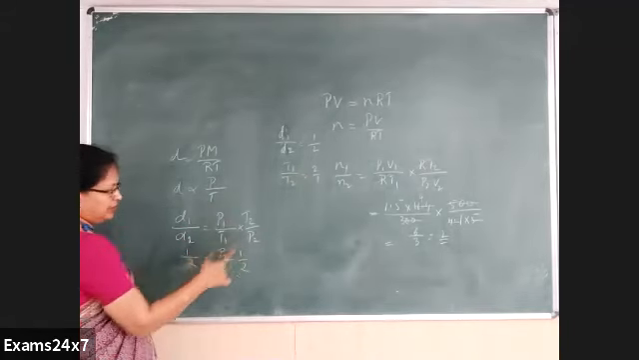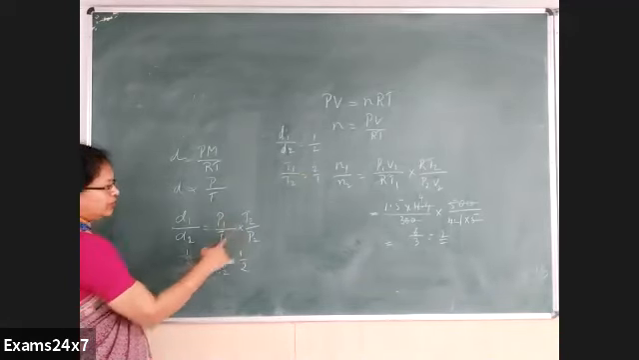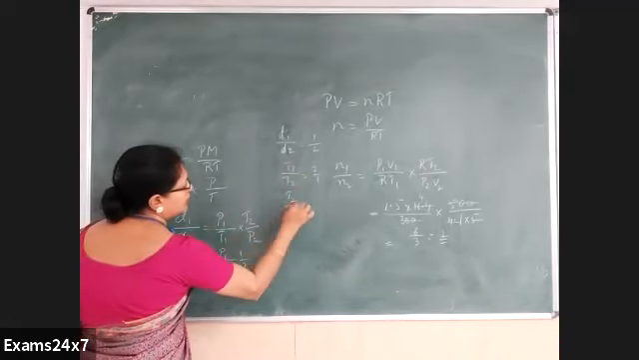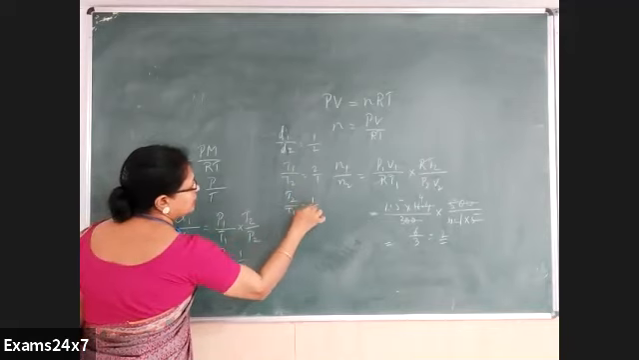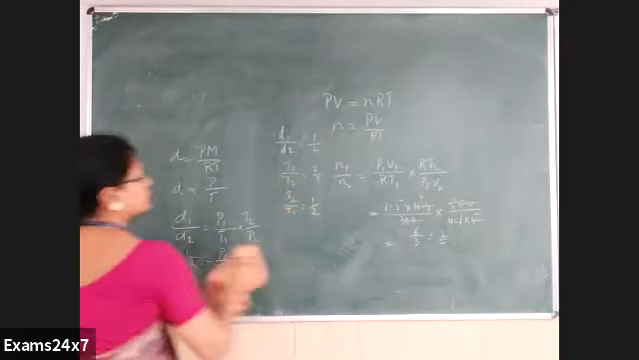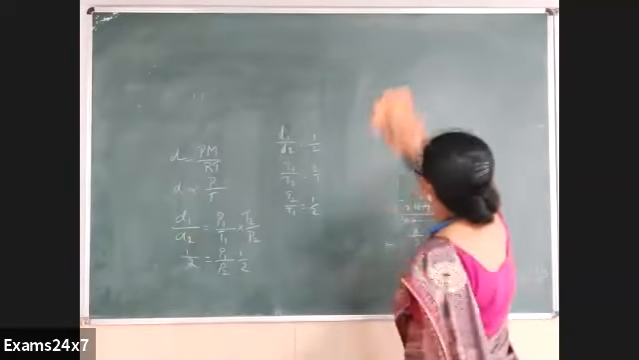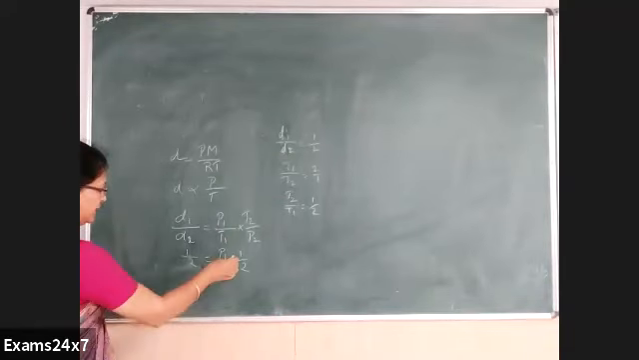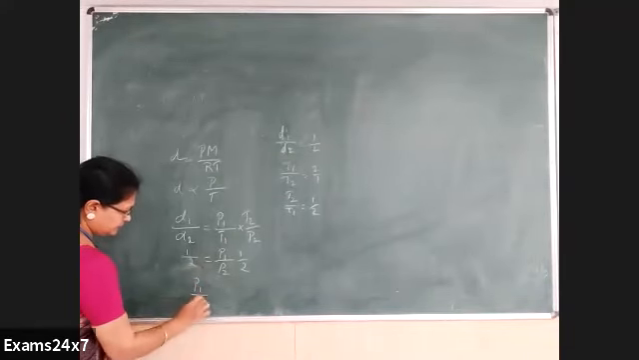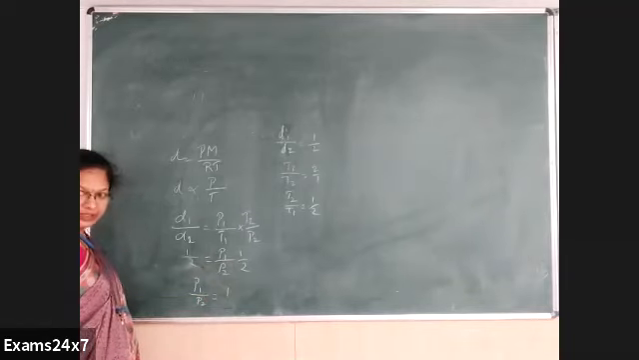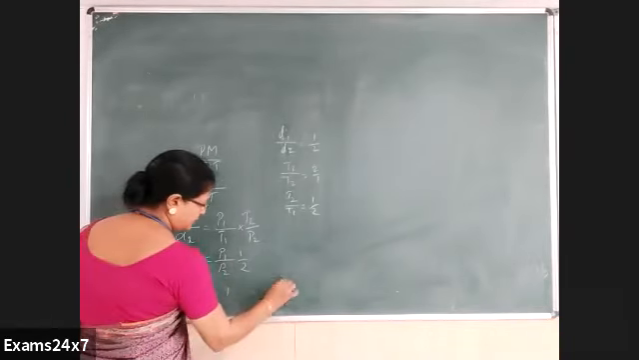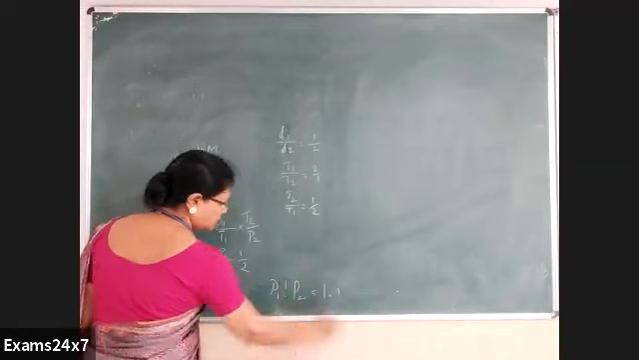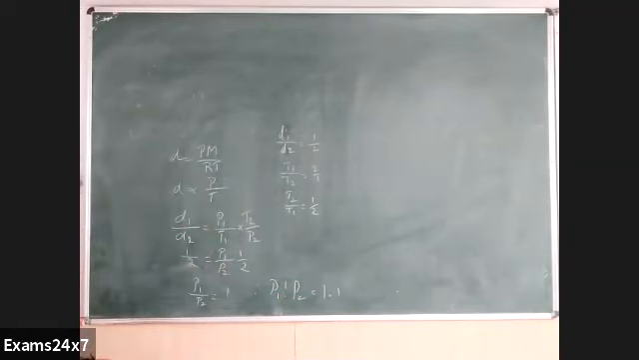Understood? P1, P2 I have taken here. T2 by T1. So from here, T2 by T1 should be equal to 1/2. Got it? So what will be P1 by P2 then? Equal to 1, correct? So what should be P1 is to P2? 1:1. You have that? Option A. Got it?